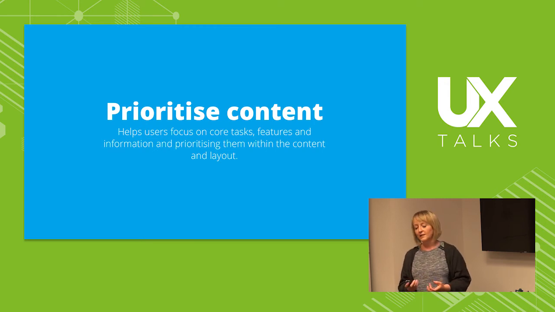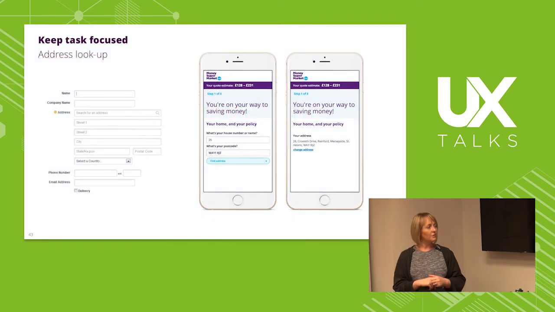So the next one is prioritising content. So help users focus on core tasks, features and information, and prioritising them within a content or layout so they can focus on stuff. So one good example that we're doing is the address lookup. So you can have an address field here, which is your standard traditional, where you put in your name and all the different levels of your address. You've street name 1, street name 2, city, region. There's a lot of information to be input there.